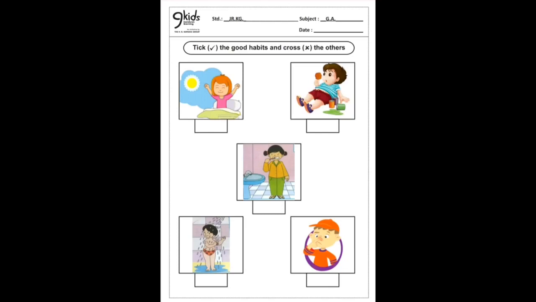Now, the last picture is of a boy putting his finger in his nose. Is it a good habit? No, it is a bad habit. So, we will put a cross in the given box.